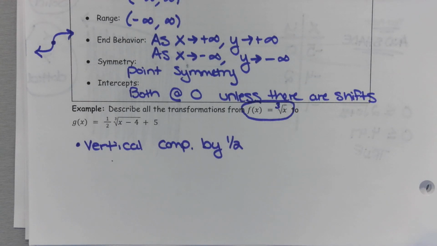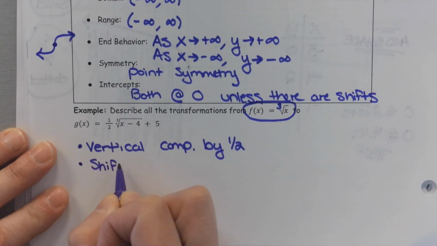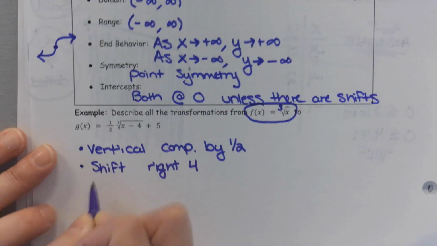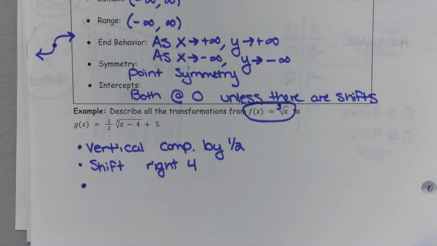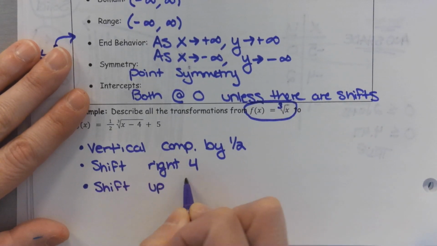Go ahead, Andrew. Right 4. I love that. So we're going to have a shift to the right by 4. Make sure you also write shift in there, or if you want to be classier than me, you can write translation. I'm going to write shift right 4. Okay, we got one more shift. What is it? Up 5. So shift up 5.